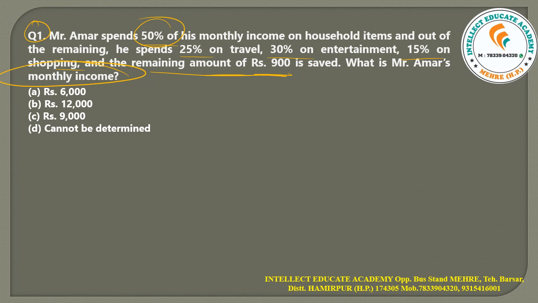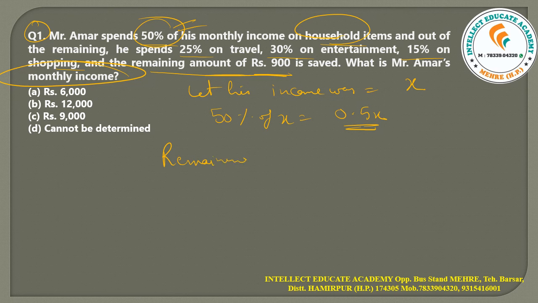So let his income be X. He spent 50% on household. So 50% of X is equal to 0.5x. So after spending 0.5x on household, the remaining amount is x minus 0.5x, that is equal to 0.5x. So this is the amount that remained after spending his money on household items.